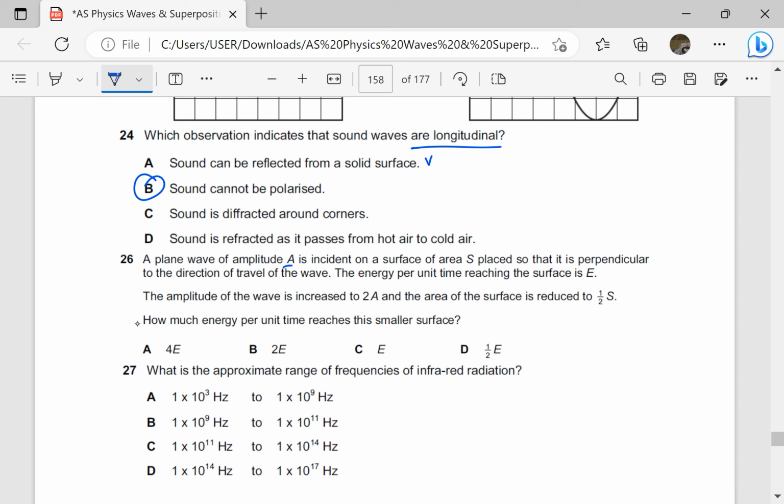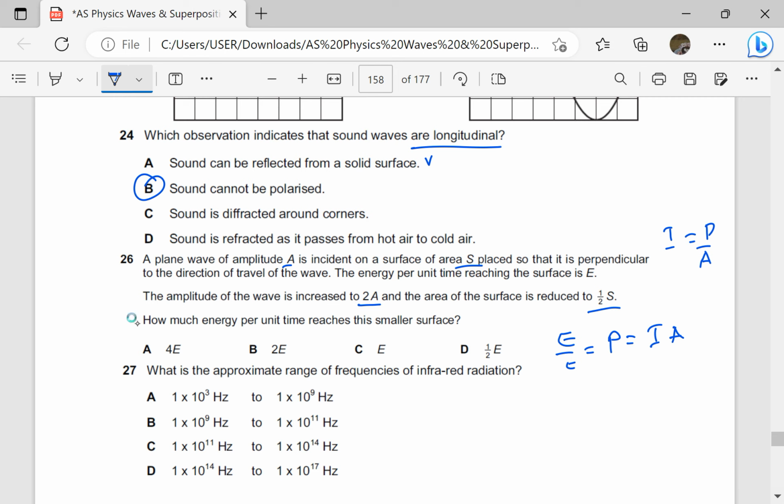A plane wave of amplitude A is incident on the surface of area S, placed so that it is perpendicular to the direction of travel of the wave. The energy per unit time reaching the surface is E. The amplitude of the wave is increased to twice, and the area of the surface is reduced to a half S. How much energy per unit time reaches this smaller surface? Remember, energy per unit time is actually power, and intensity is equal to power over area. But remember, intensity is directly proportional to amplitude squared. So power is equal to intensity times area. The area has been given as S.